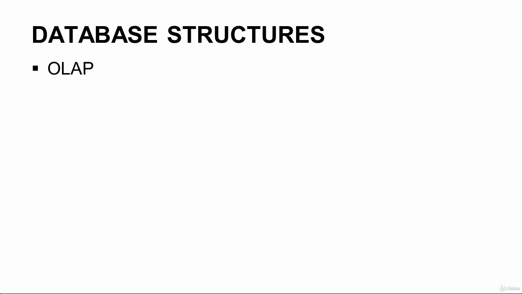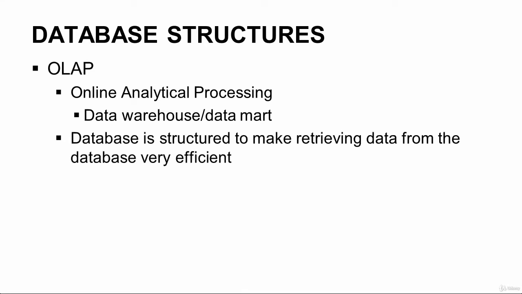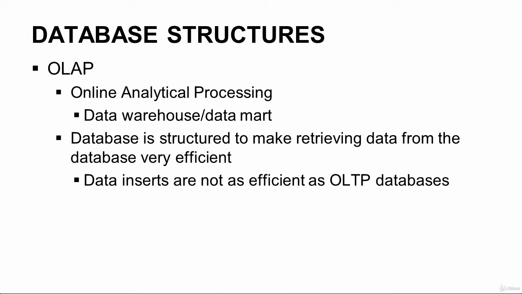OLAP databases, that acronym is Online Analytical Processing. Now, how is this different from OLTP? You'll also hear these referred to as a data warehouse or a data mart. Now, there are some technical things that make that not always a proper definition, but this is just how they're generally organized out there and how you'll always hear it. But an OLAP database is structured to make retrieving data from the database extremely efficient. Now, data inserts are not nearly as efficient as in the OLTP database.